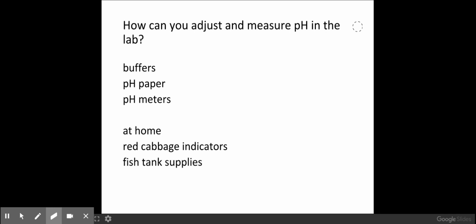You also can find some pH supplies. If you have a fish tank, you may have something that will help you measure the pH. In terms of adjusting, there are some household ingredients that could help you adjust the pH of your solution, but you do have to keep in mind that those come with their own kind of limitations, right? So if you're adding lemon juice and you're adding ammonia, you're also adding substances that might be influencing the reaction outside of the fact that they're changing the pH. So there's some limitations to that, but there are ways that you can do these things at home.